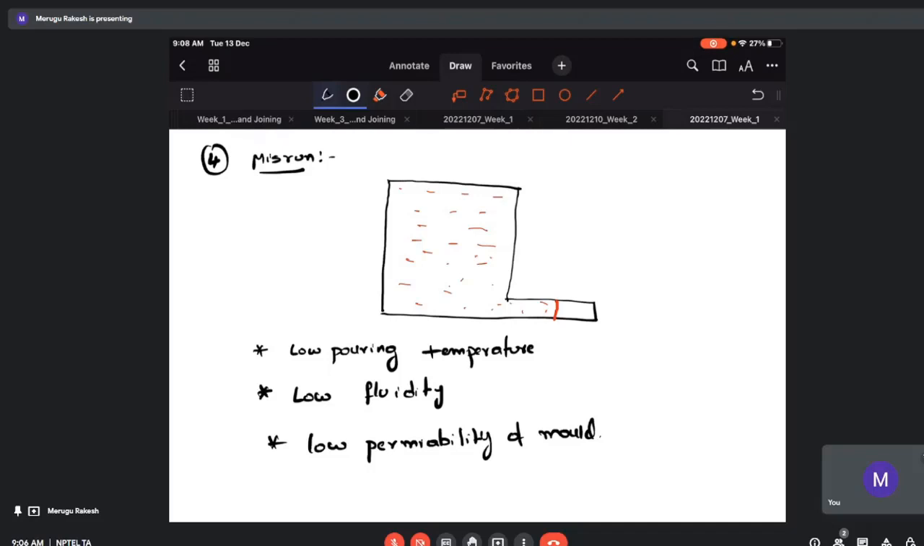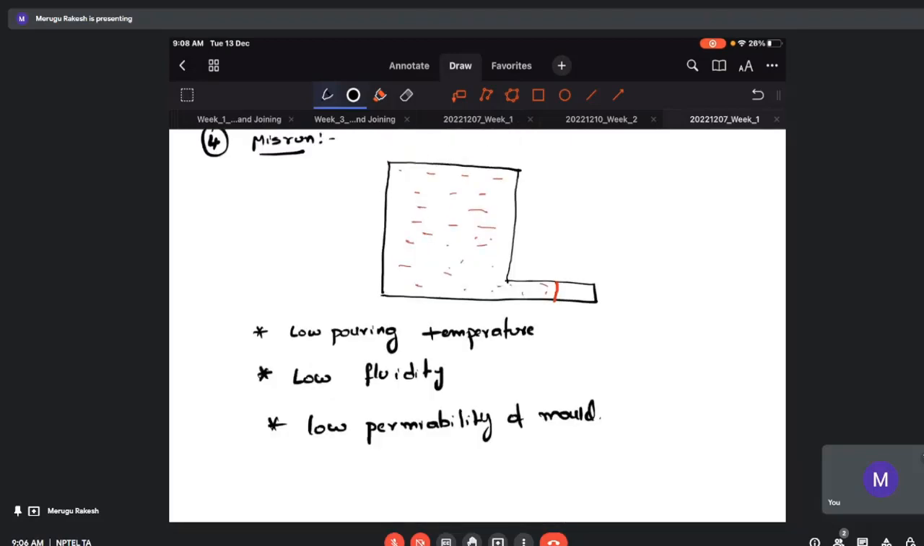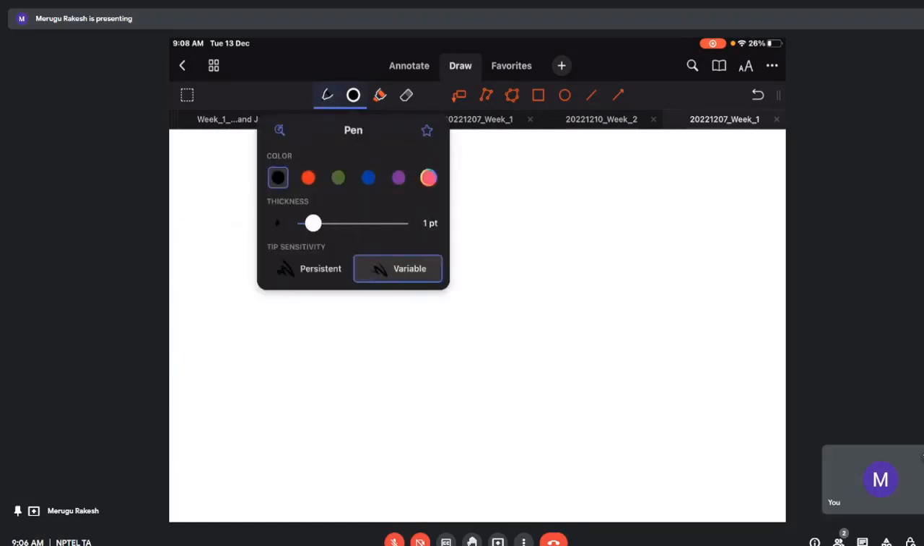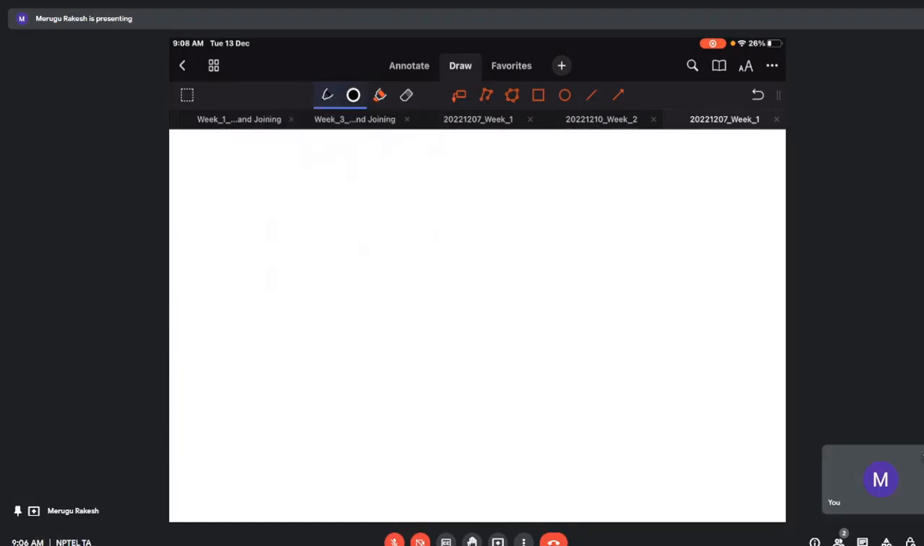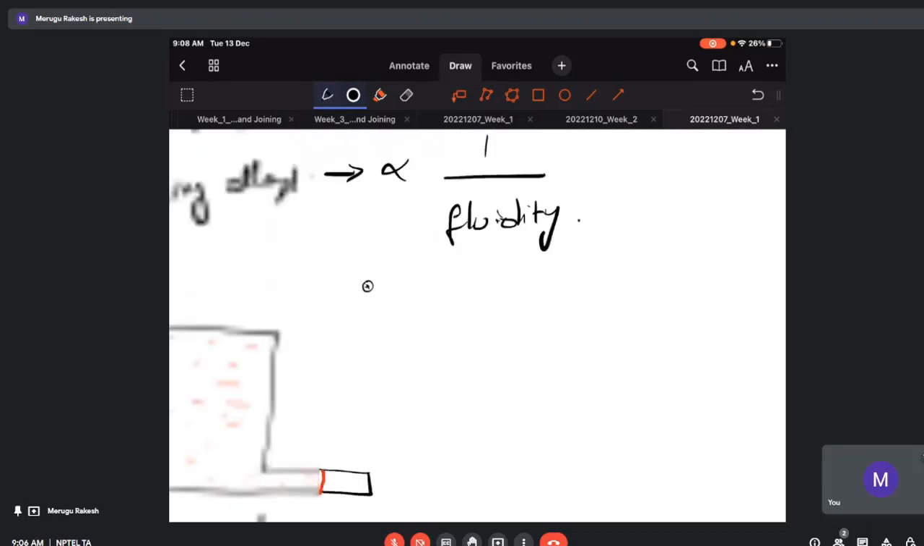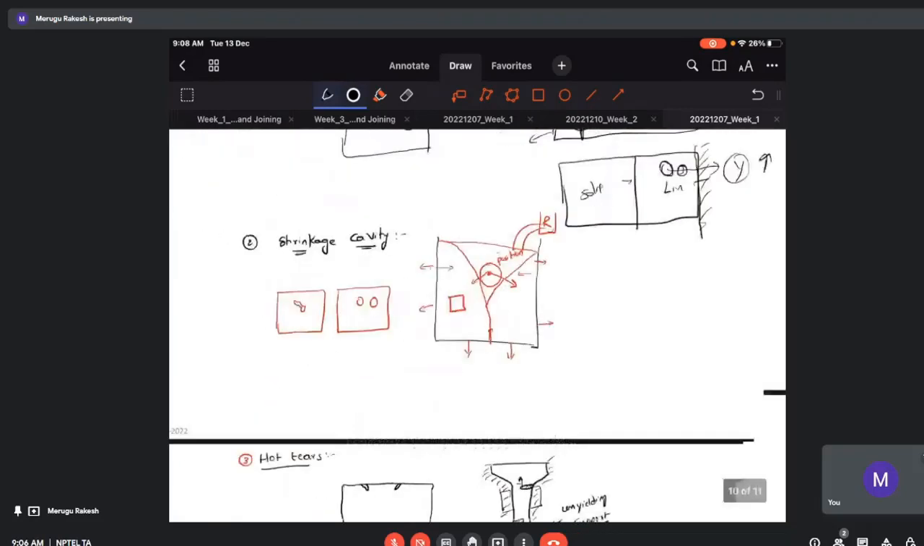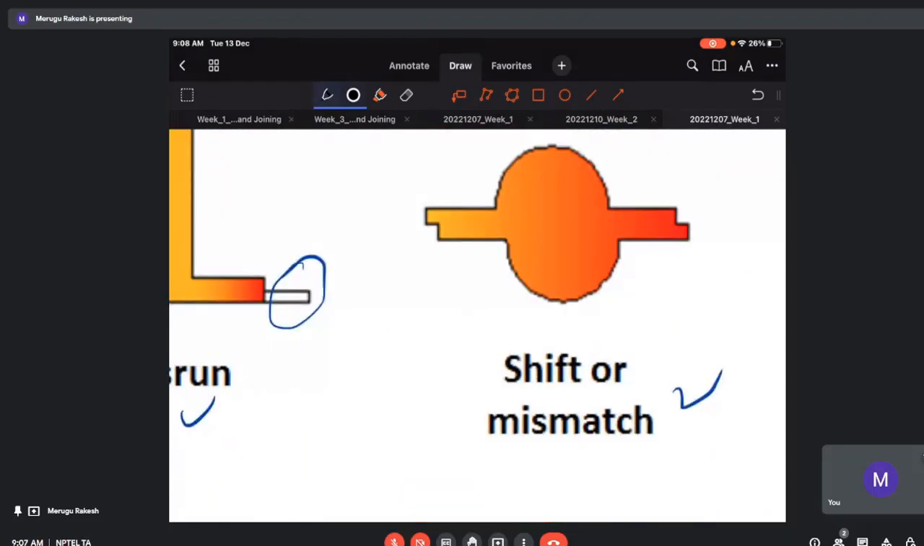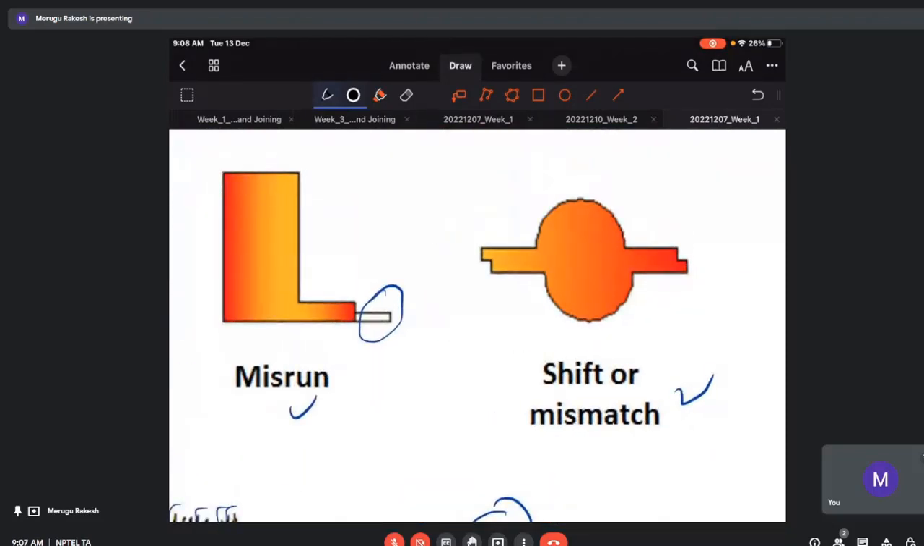There is one more defect also, which I will explain. One more defect that you may easily confuse with misrun is shift. Misrun is incomplete filling, whereas shift is due to the misalignment of the cope and drag during split pattern casting. So don't get confused with these two types.